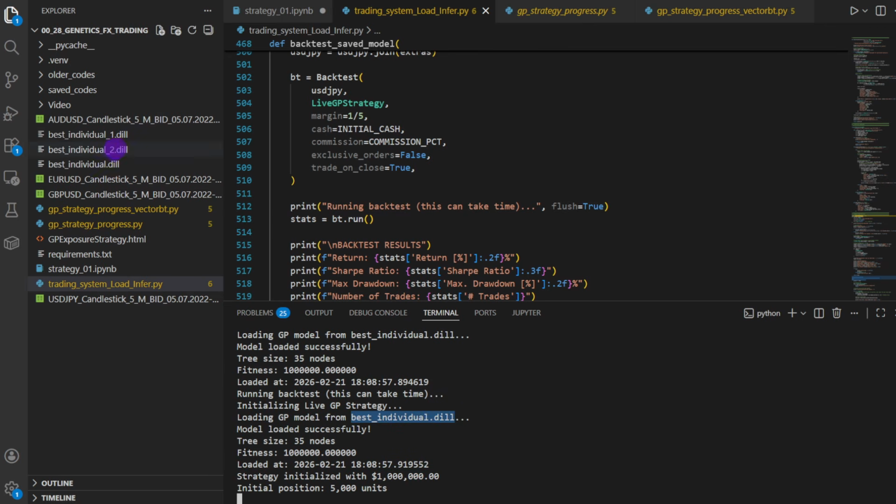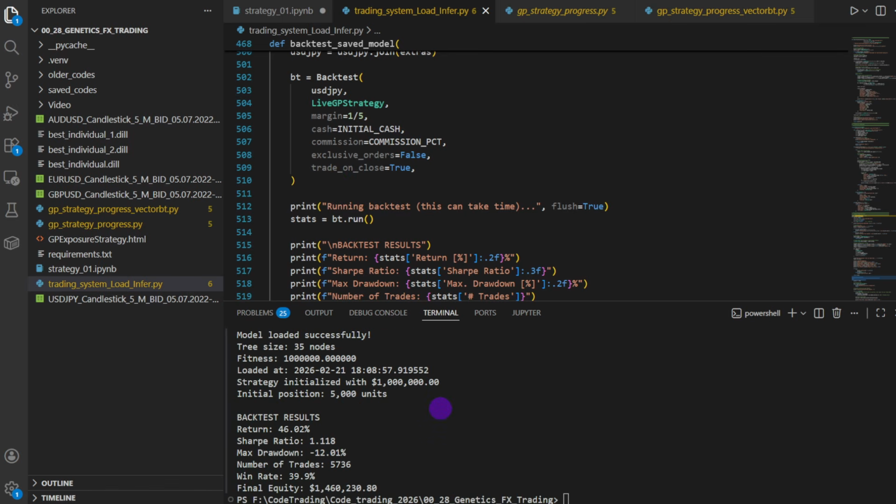I have two other models, individual 1, individual 2. So these are different runs with different generations, different settings, which is very time consuming when you are training, but you can save them for later use. So now I'm loading this one, and it's going to come up with the equity, the backtest. It's going to show the equity curve. And so the backtest results here are 46% in return, Sharpe ratio 1.1, a maximum drawdown of -12%.